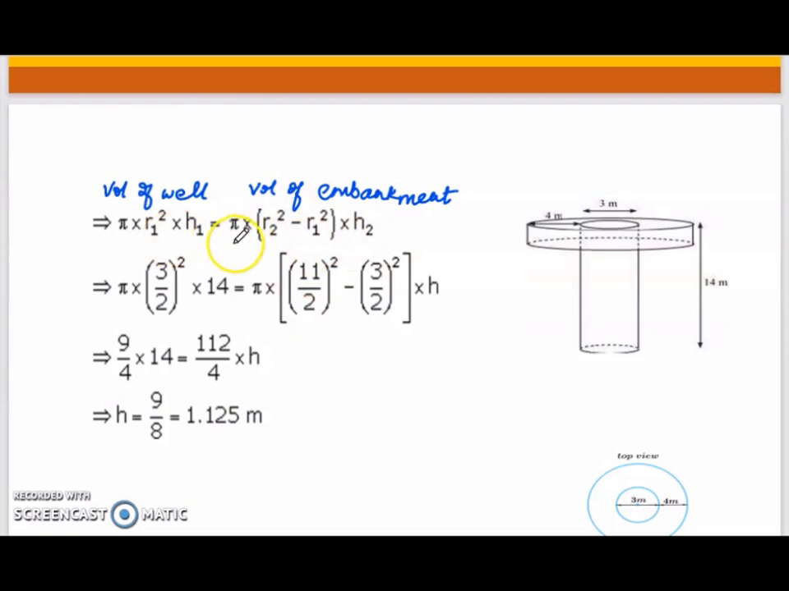Now when you evaluate this, h1 is already given 14, only h2 is the unknown variable which you need to find. So pi and pi will get cancelled out and other common factors, after cancelling you will get the answer as 9 by 8 or 1.125 meter. This will be the height of the embankment.